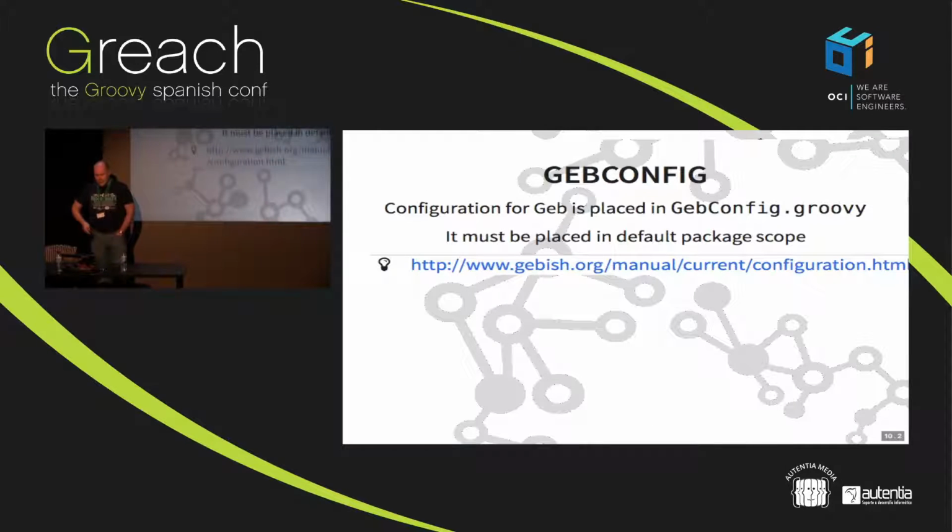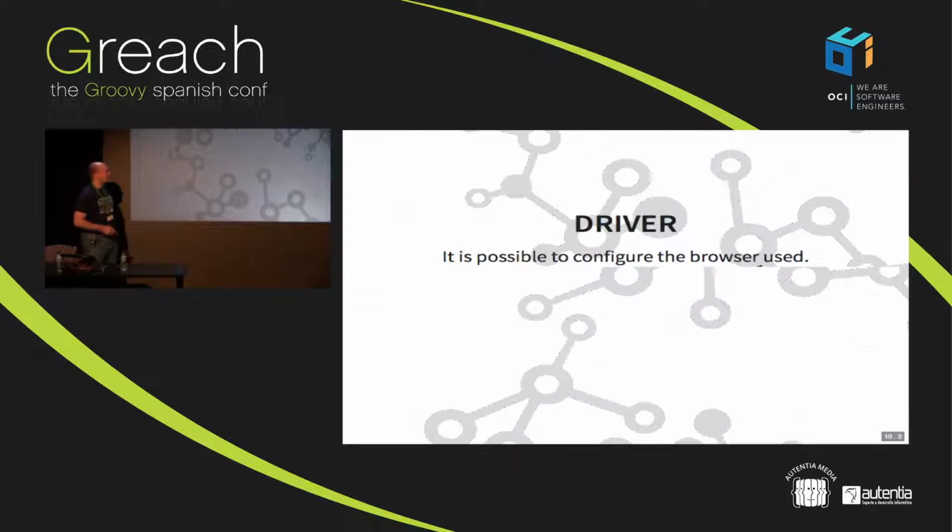All right, let's take a look at how we configure stuff and browser support. You should place all your JEP configuration in a file called jepconfig.groovy. Place it in the default package scope. If you put it in a package, it won't work. There's quite a lot of things that you can configure. I'm not going to cover everything, but I'm going to go with the bits and pieces that make sense.